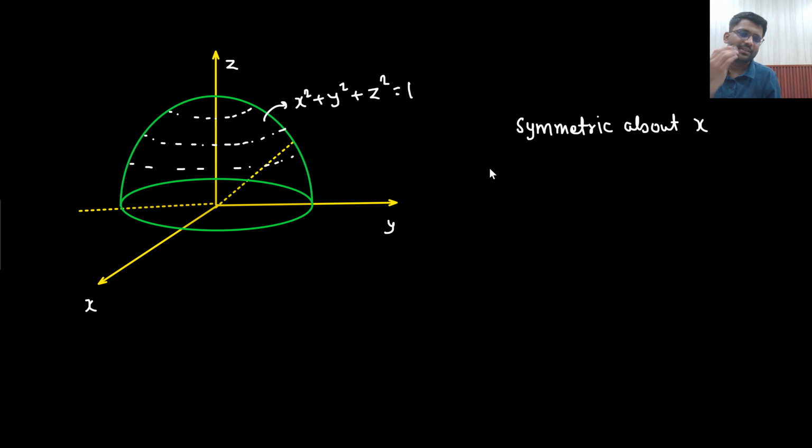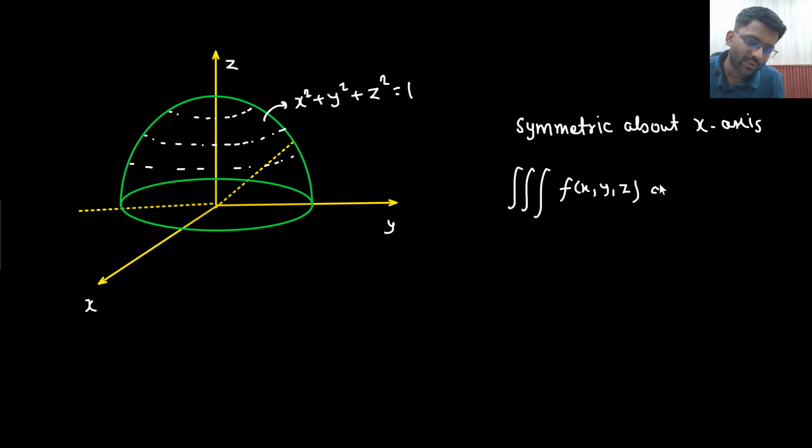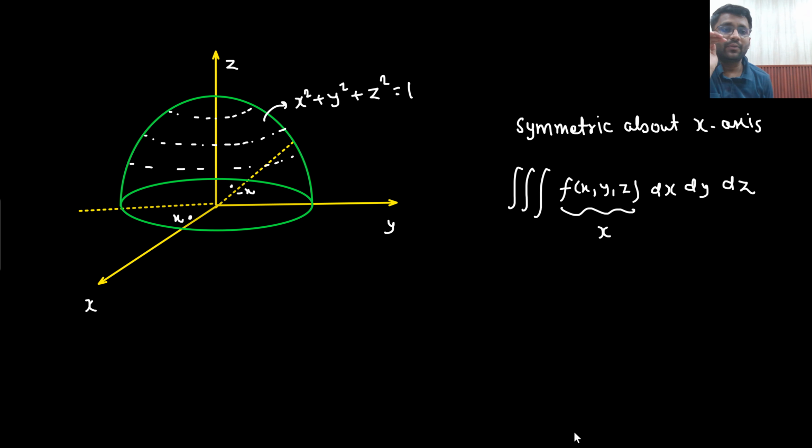This is your x-axis, no? So it is symmetric about x-axis. What you are calculating is the integral of f of x comma y comma z dx dy dz, where f of x comma y comma z is nothing but x only. So if there is some point x available, then for sure minus x will also be available. It is symmetric about x-axis. So if x is available, then minus x is also available.